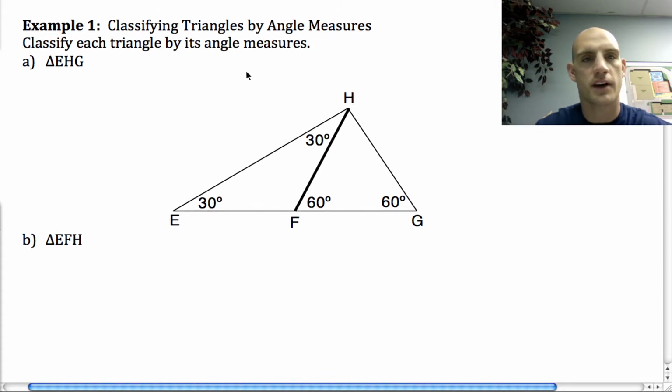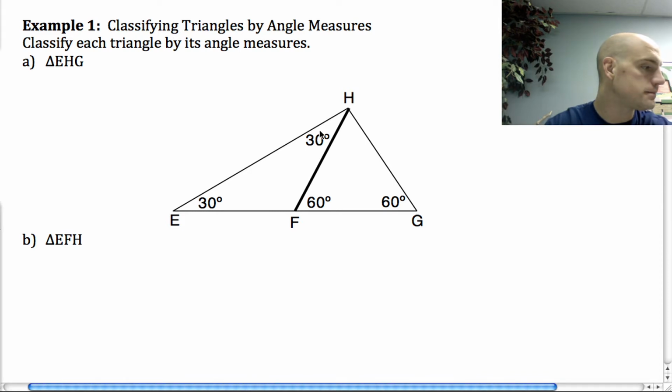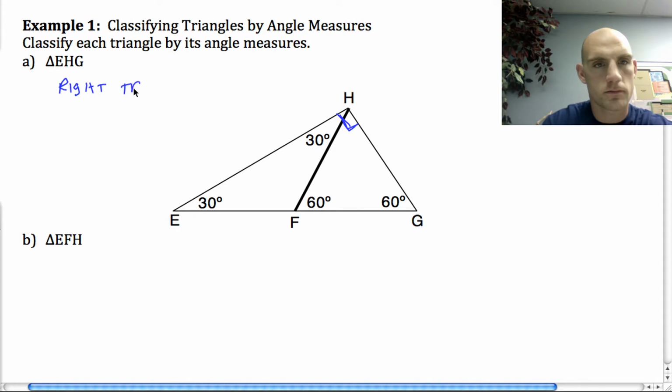So we're going to classify each triangle by its angle measures. So if we look at EHG, we are going to have something here that has a 60, a 30, so we know that the last one must be, this must be a right angle, okay? And so if this is a right angle, then this must be a right triangle. Okay, because it's got a right angle there.